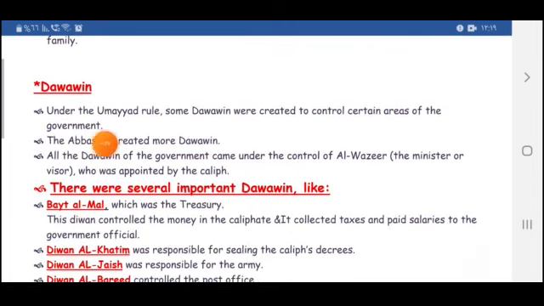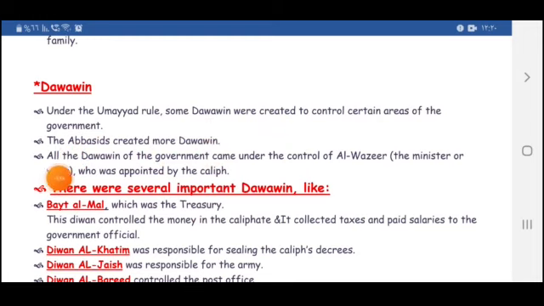They formed something that is called the dawawin. Now it is similar to the ministries. We have now Ministry of Education, Ministry of Health, Ministry of Financial Affairs, Ministry of Foreign Affairs. The dawawin at the time of the Abbasid is similar to the ministries nowadays. Under the Umayyad rule, some dawawin were created to control certain areas of the government. The Abbasid created more dawawin.